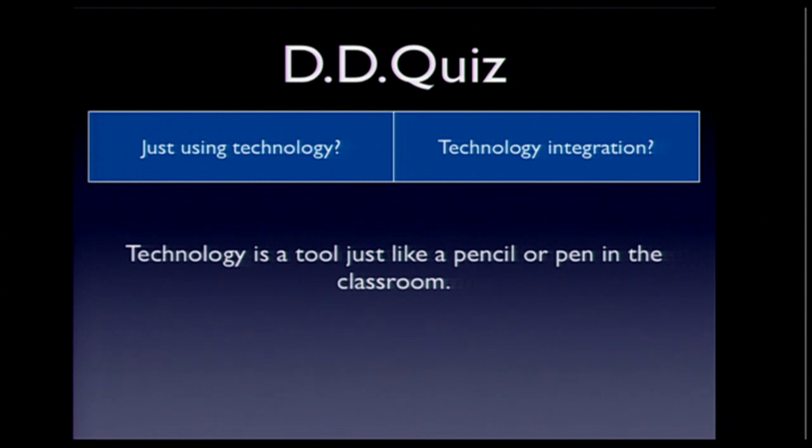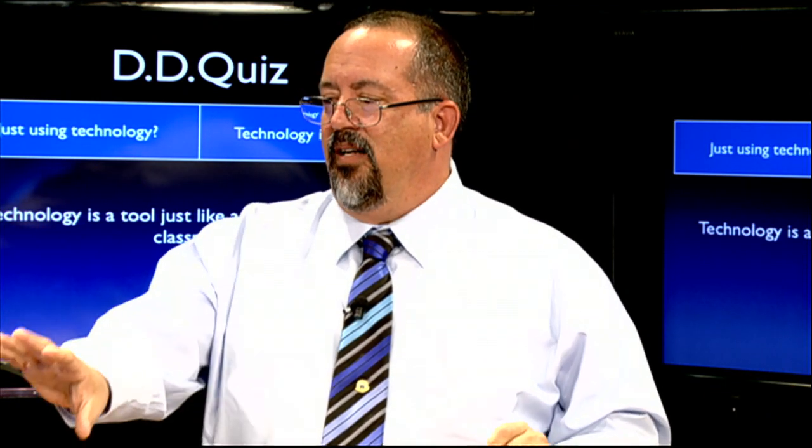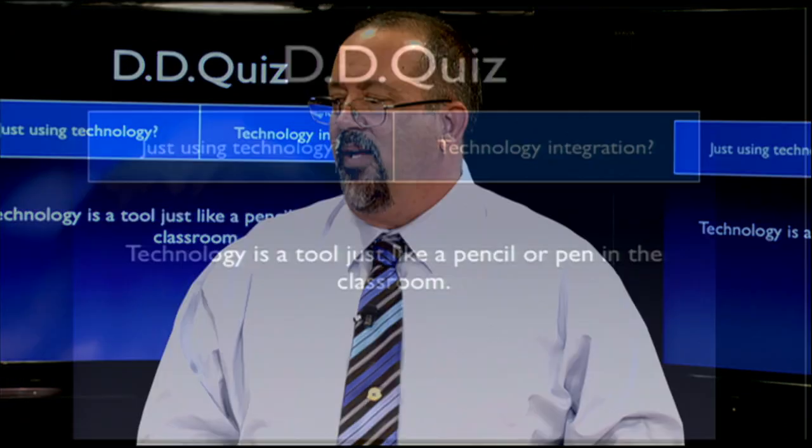Technology is a tool just like a pencil or pen in the classroom. So when students are in your classroom, they have this wide variety of tools in which to use to create content. It can be construction paper, it can be an iPad, it can be a computer, it can be a pen and paper, it can be all different things. It's just another tool. They decide which one they choose and they decide which one to pick up. So technology is a tool just like pen or pencil in the classroom.